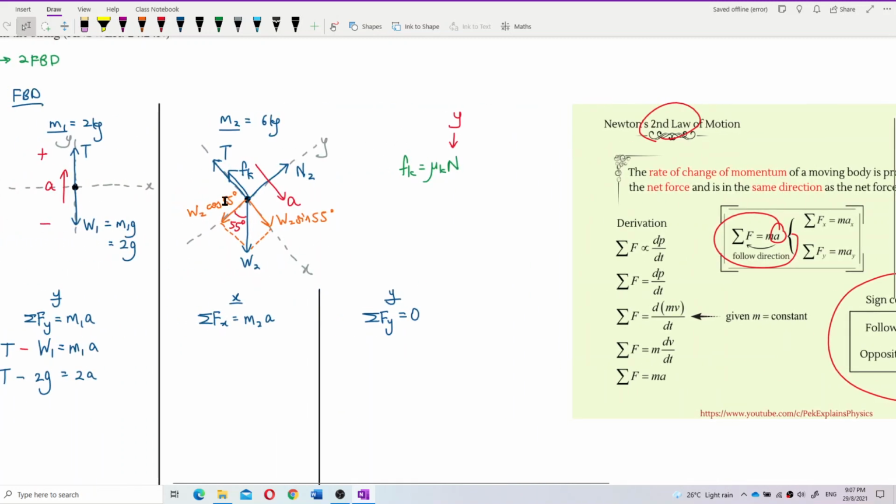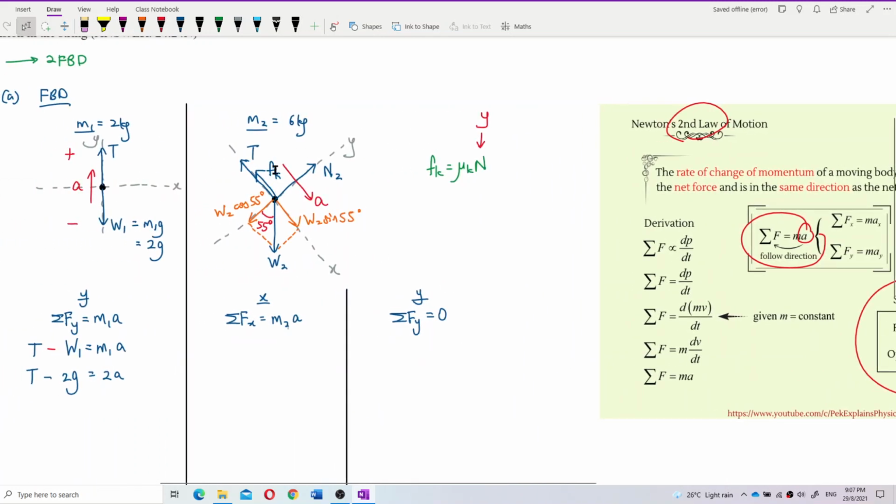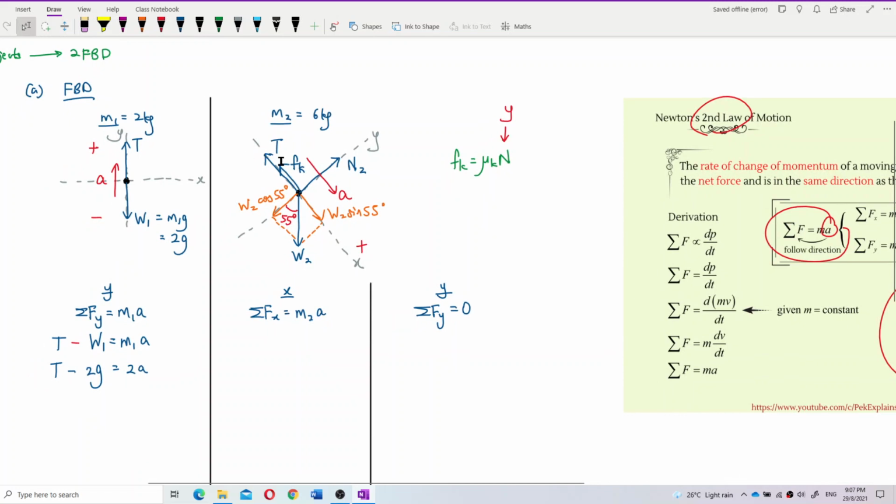So like this one, acceleration is down the plane. So that means forces down the plane are positive. Follow acceleration is positive, so W2 sine 55 should be positive. Whereas this one, the tension and the friction, they are opposite the acceleration. Opposite acceleration should put negative.